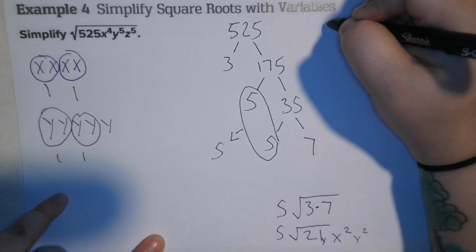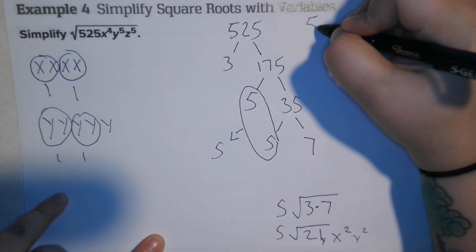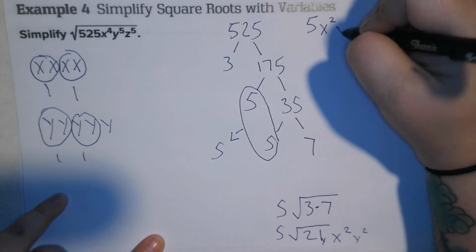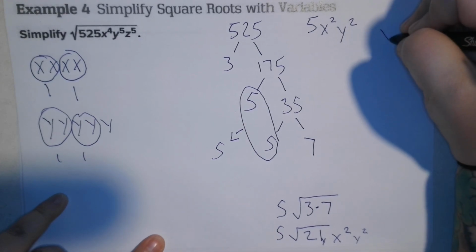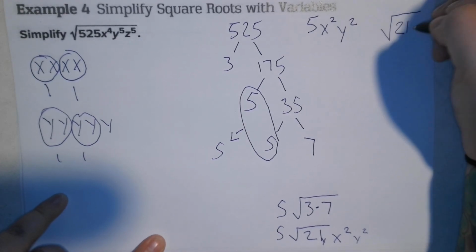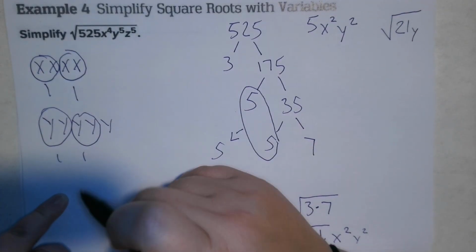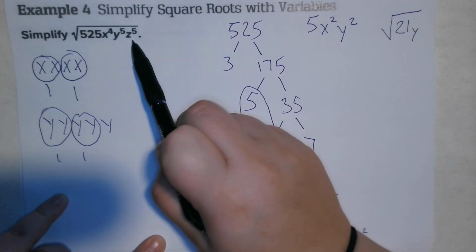I'll put our answer up here. So I'm going to leave some space. I've got a 5 on the outside. I've got an x squared on the outside. I've got a y squared on the outside. I had a square root of 21 on the inside, and I had a leftover y on the inside. Now I have to do my z.